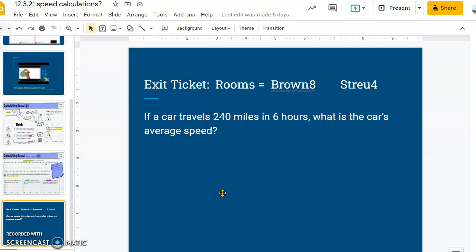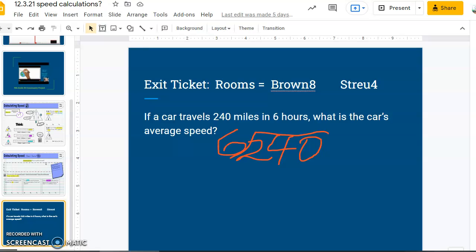If a car travels 240 miles in 6 hours, what's its average speed? So that would be 240 divided by 6. And 6 goes into 24 4 times. Do some short division here. That gives me 4. And then 6 goes into 0 zero times. So there we go. That would be 40 miles per hour would be the average speed.